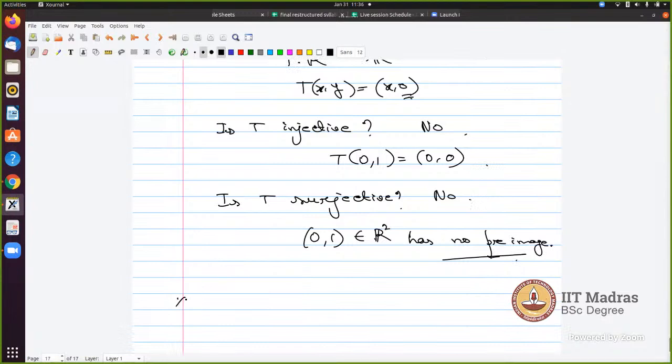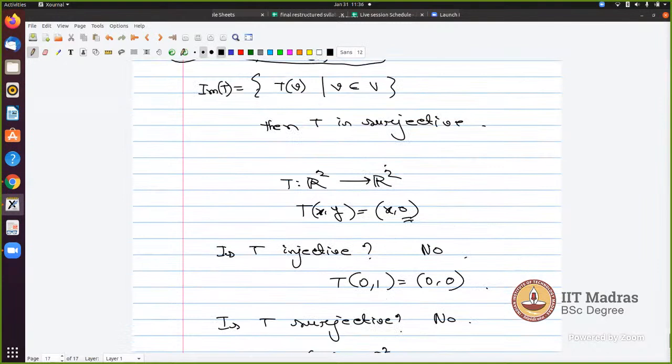And last, sir, can you explain this image and pre-image concept? That was in maths 1, right? You should explain to me. What is pre-image?